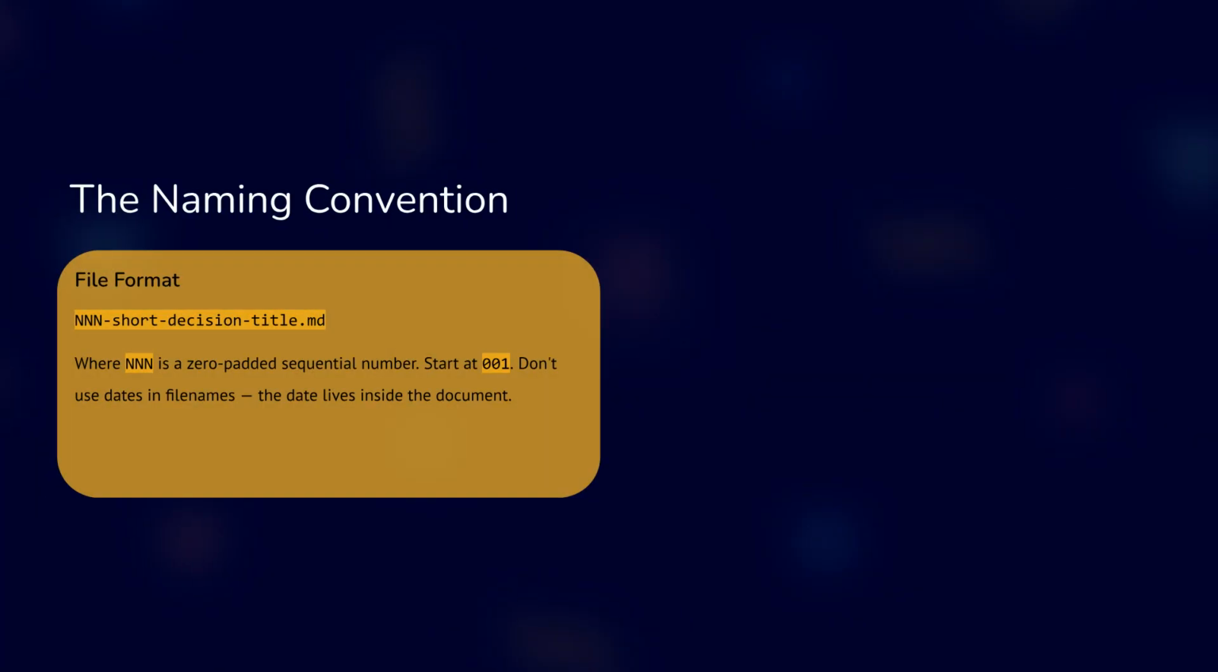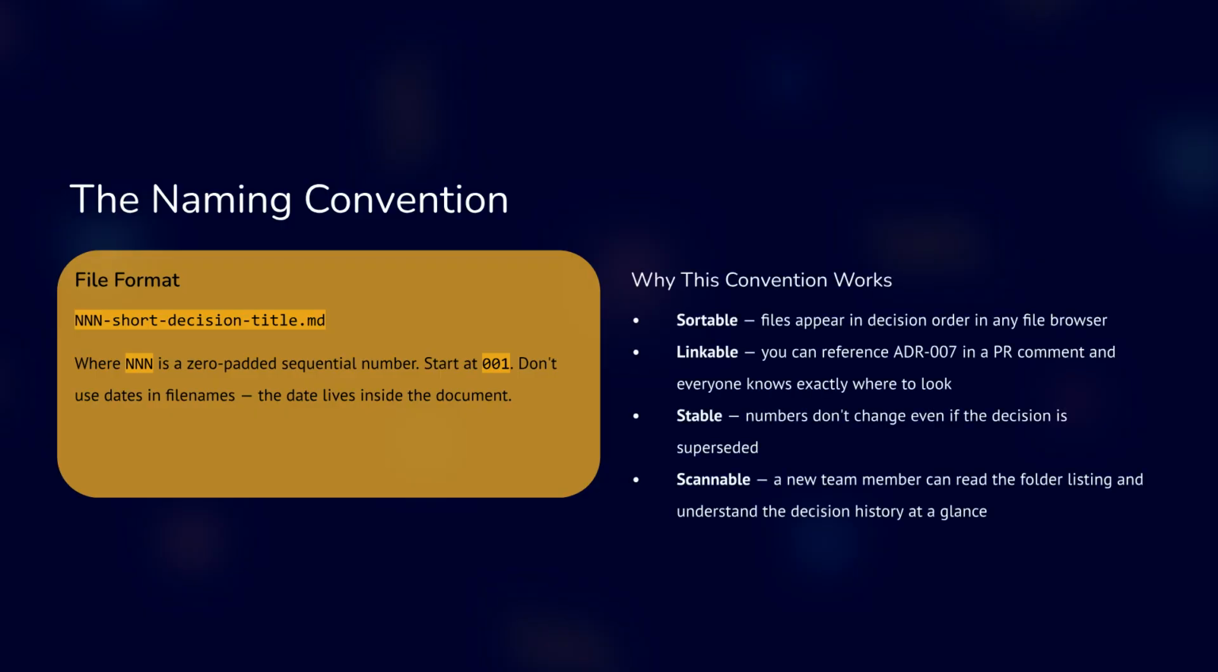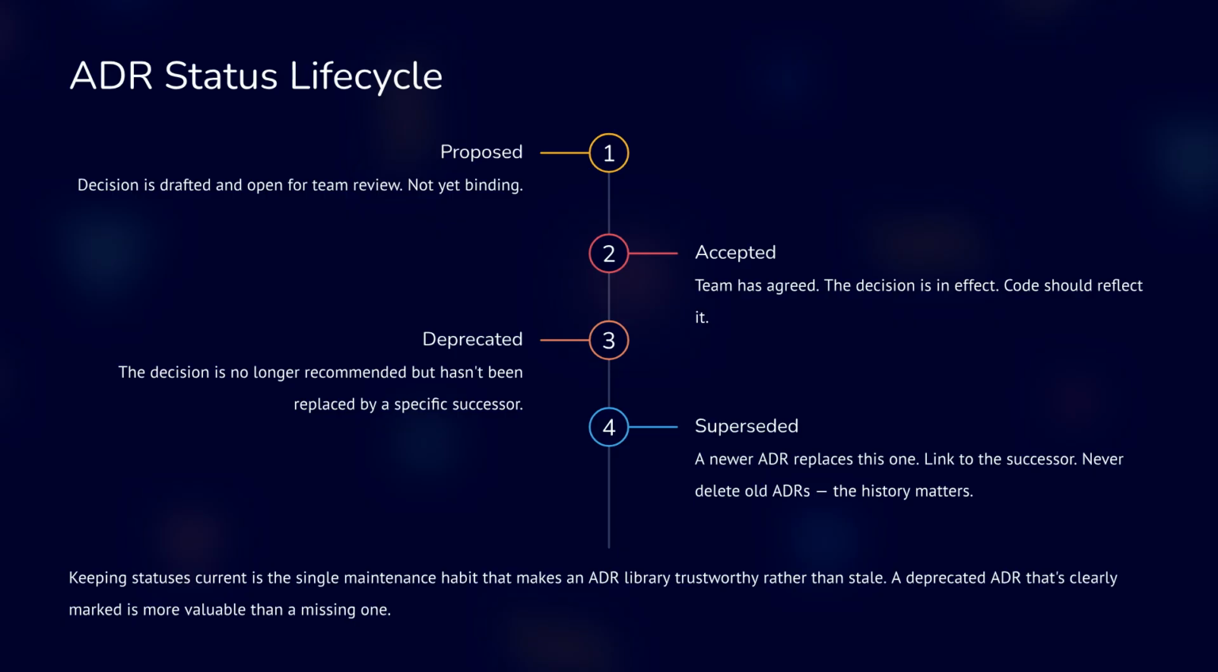The suggested naming convention, NNN-short-decision-title.md, works because it is sortable, linkable from PR comments, stable even when decisions are superseded, and scannable for new team members to grasp the decision history quickly. The ADR status lifecycle tracks the decision's state. It moves from proposed to accepted when the team agrees.